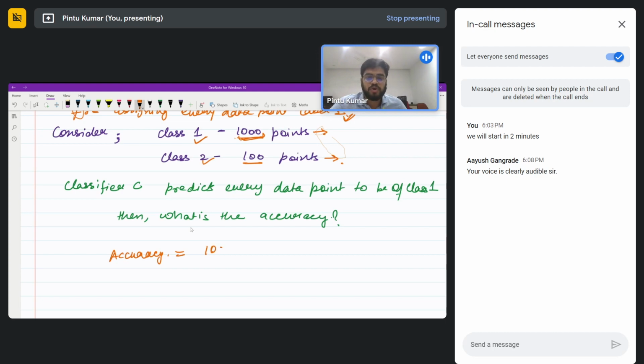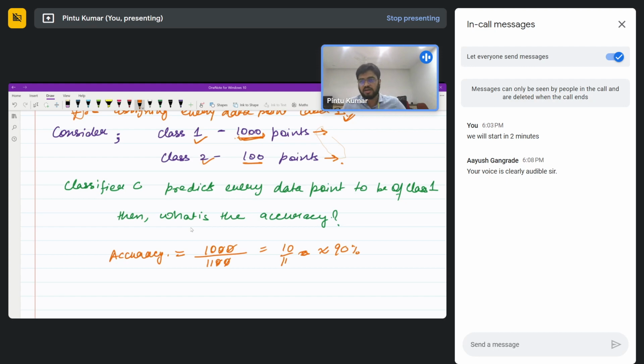So the number of points where you are making correct prediction is 1000. And the total number of points on which you are making prediction is 1000 plus 100, that is 1100. So what is this value? This is something like 10 by 11. If you find it, I think it will be approximately equal to 90%. So if somebody says that his model is performing 90% accurately, then it sounds great, right? It sounds like his model is doing very well.